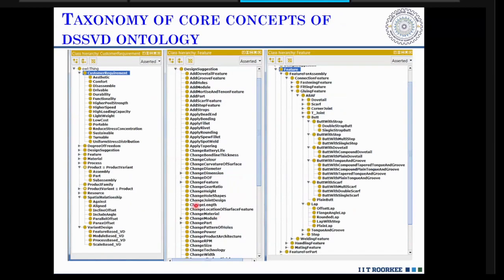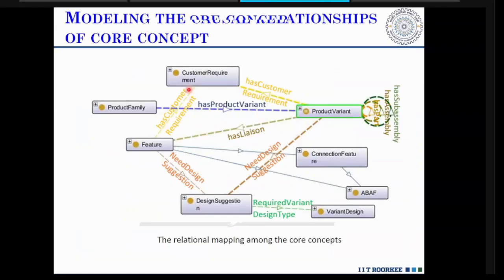He has used Protege. All these classes he has structured here, like customer requirements, degree of freedom, design suggestions. Then we are modeling the causal relationships between all these classes of information. For example, a product variant has customer requirements, and a product family has a product variant. Like this, we are capturing and mapping all this information.